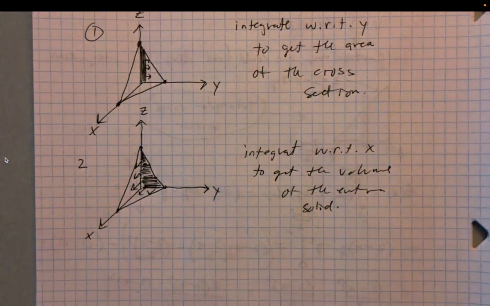It's like it's double sweeping out of the volume. First you sweep out the area of the cross section, then you take the area of the cross section, you sweep out the entire volume by basically going in the other direction. So this double integral idea, that's how it works. That is the basic setup. Okay. All right.